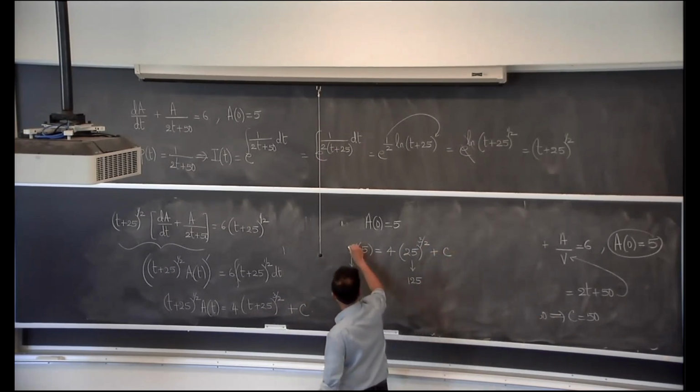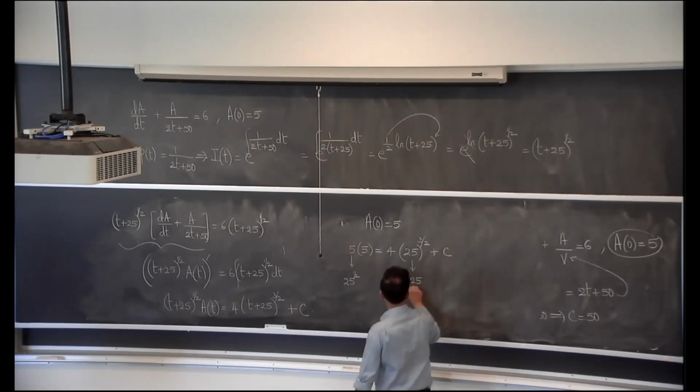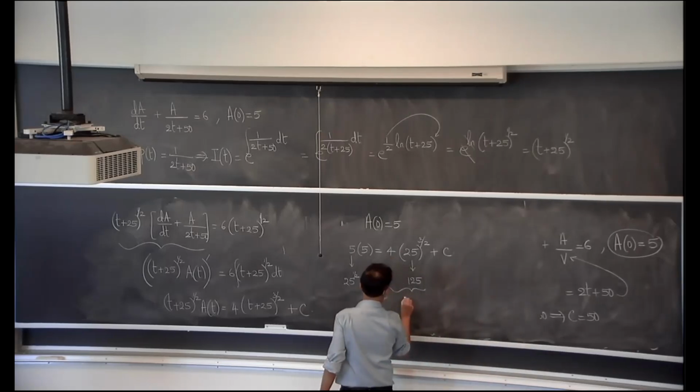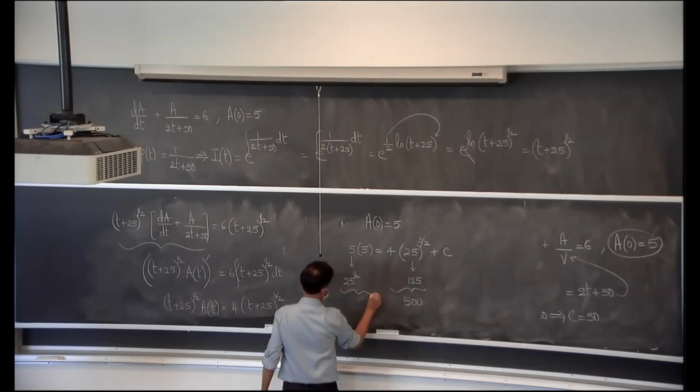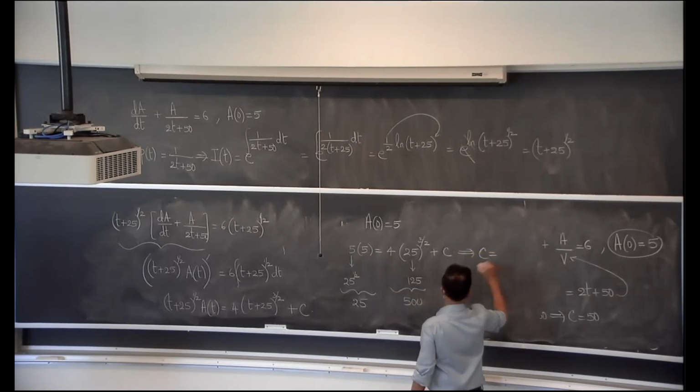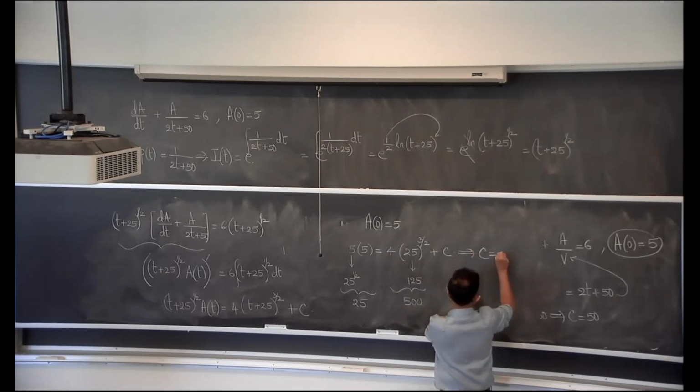So this is 25 here, and this entire thing is what is 125 times 4? 500. This part is 25. So C is 25 minus 500, which is negative 475.